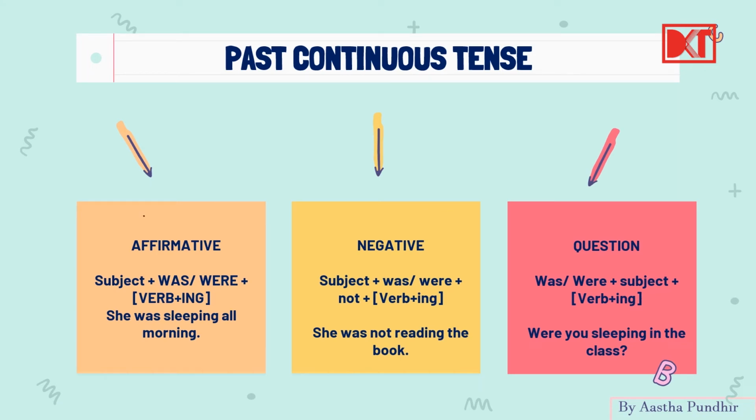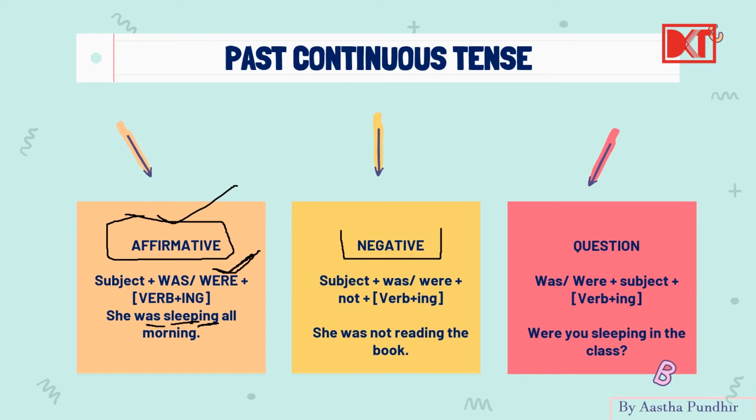Past continuous tense, first of all, the positive sentences, how are they formed? Subject plus was or were plus verb plus ing. For example, she was sleeping all morning. Now the other examples could be I was sleeping all morning, and with you we would use were. You were sleeping all morning. Then she was sleeping all morning. With we, we were sleeping all morning. They were sleeping all morning. Alright, so positive works like this.